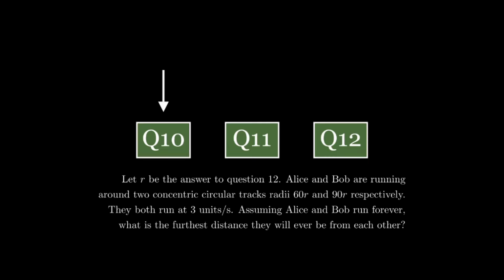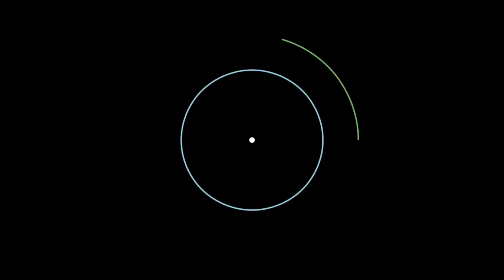So, for question 10, we have to let r be the answer to question 12. Alice and Bob are running around two concentric circular tracks of radius 60r and 90r respectively, and they're both running at 3 units per second. If we assume that Alice and Bob run forever, we need to figure out the furthest distance that they will ever be from each other. Since r is dependent on the answer to number 12, we first want to find an answer to number 10 in terms of r, because we can't find what it is at the moment.